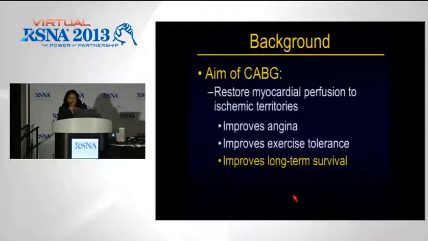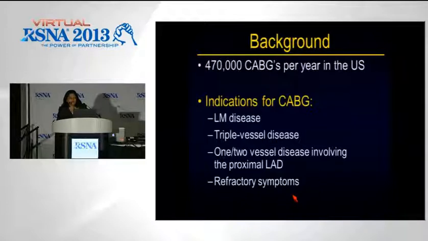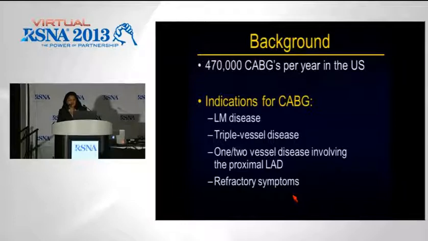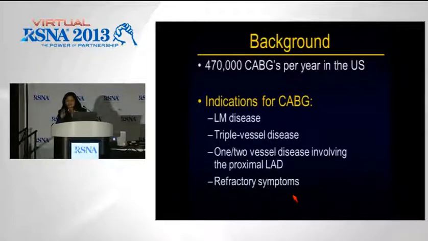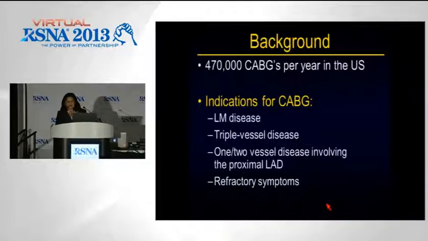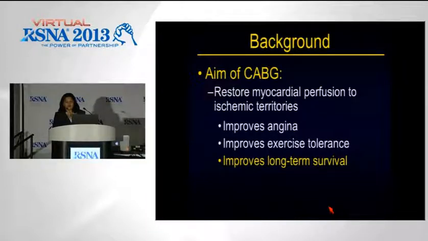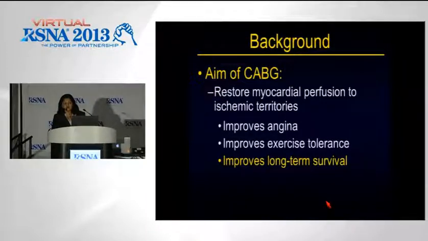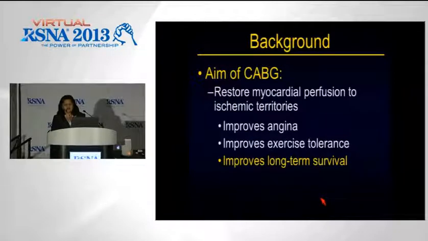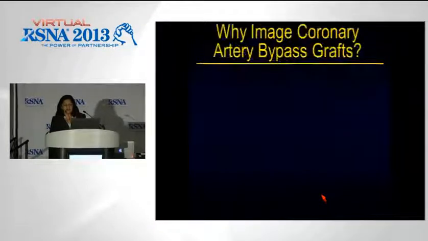And I'm going to be talking on bypass grafts. We usually, about 500,000 bypass grafts are performed per year in the United States. And the main indications for these are left main disease, triple vessel disease, 1 or 2 vessel disease involving the proximal LAD, and refractory symptoms. And the aim of the bypass grafts is to restore myocardial perfusion to ischemic territories, not only to improve symptoms, but more importantly, to improve the long-term survival.